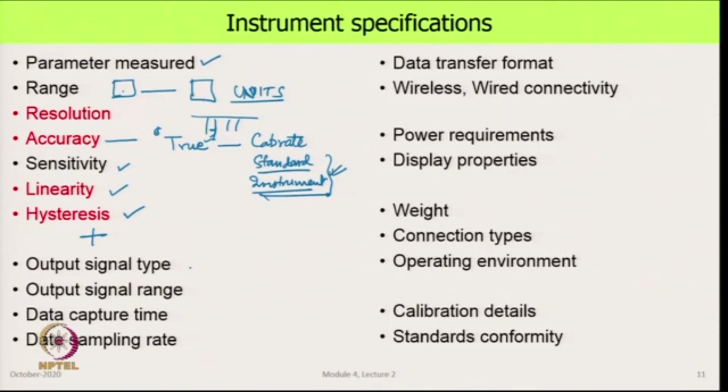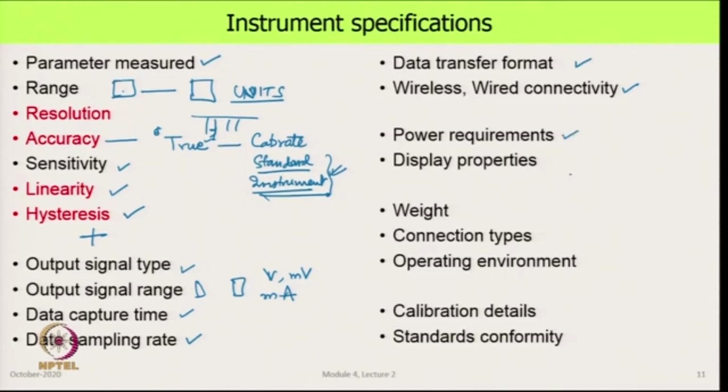The instrument will also tell us what the output signal type is, analog or digital, what its range is, and in what units. It could be volts, millivolts, or milliamperes. It will tell you how much time it takes to capture the signal and display it, the rate at which it can refresh that, and the data transfer format, that is, wireless or wired connectivity, and in what format it sends out the data that it has got.